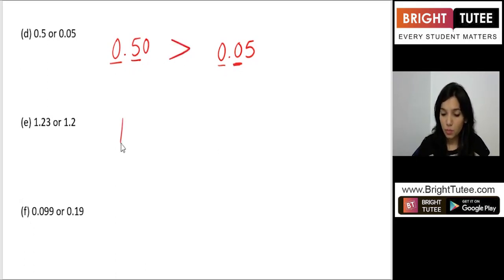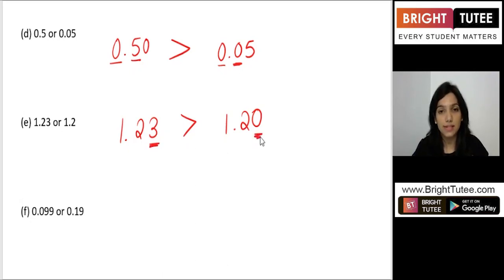Moving ahead, 1.23. Or 1.2, we can make it 1.20. Which one is bigger? Clearly 1.23 is bigger, as we are comparing the hundredths place, that 3 is bigger than 0.